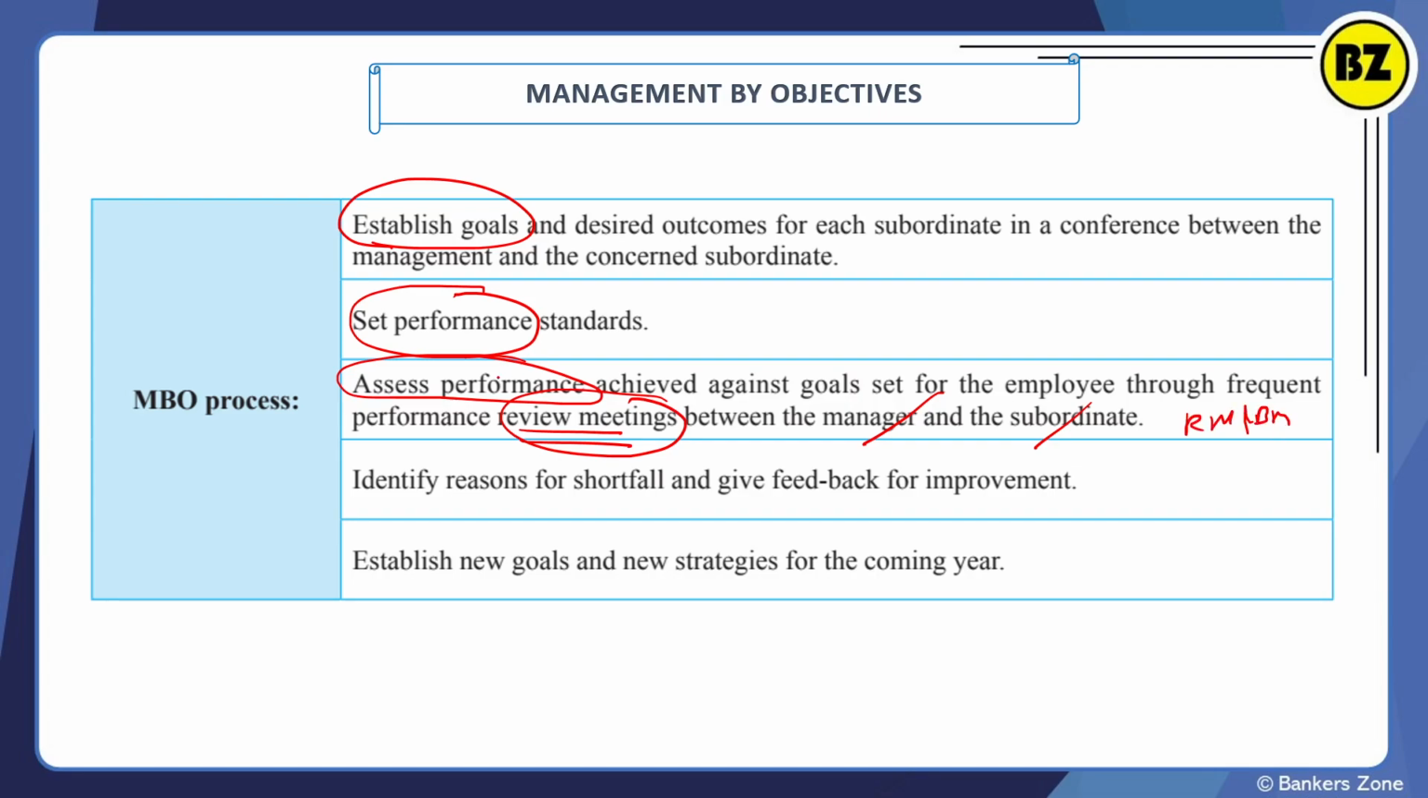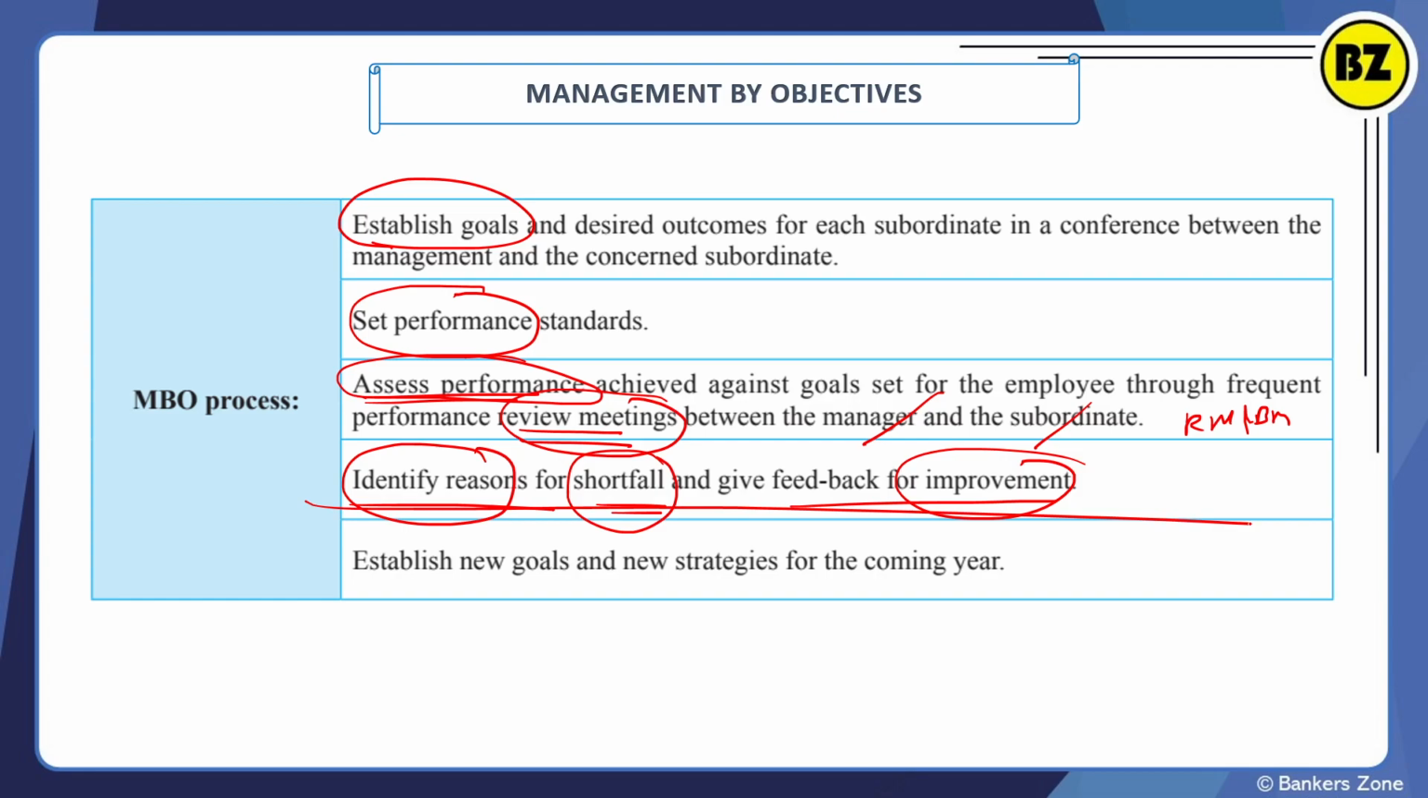This is for the purpose of assessing the performance. Now identify the reasons for shortfall and give feedback for improvement. In the review meeting, they will identify the reason why you are not able to achieve the targets, and they will give you some feedback. After that, they will establish new goals: you are not able to achieve this, now this is the new goal for you. And they may give a new strategy for the upcoming period. So this is how the MBO process works.